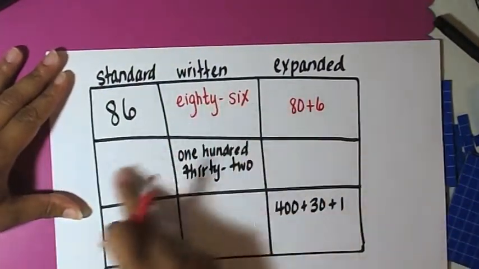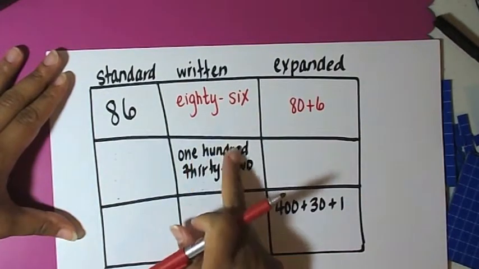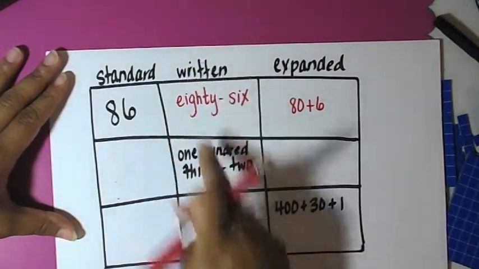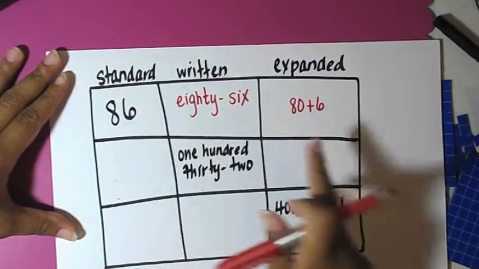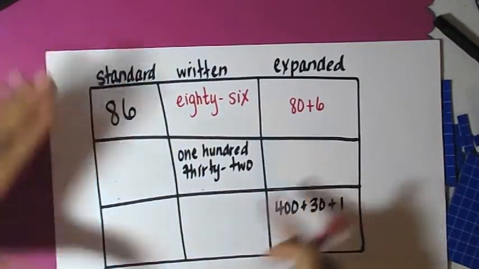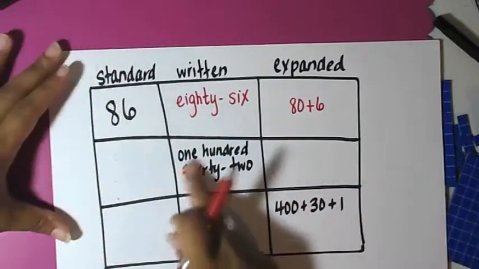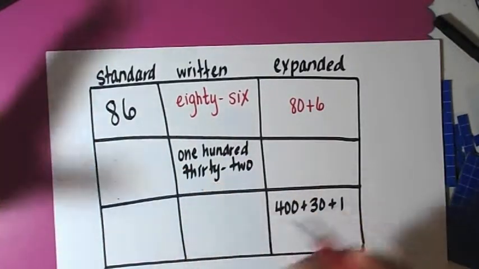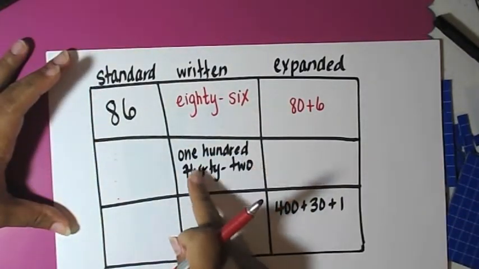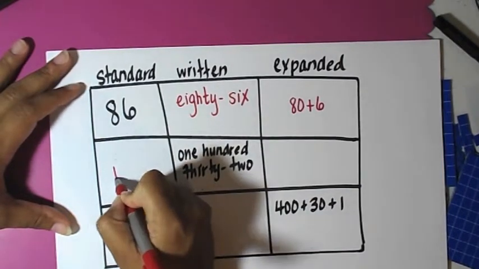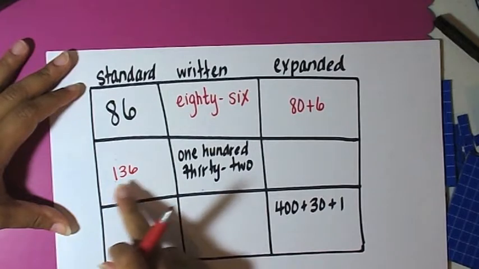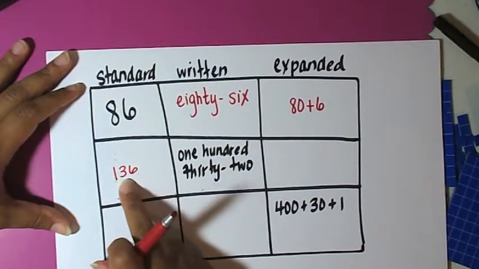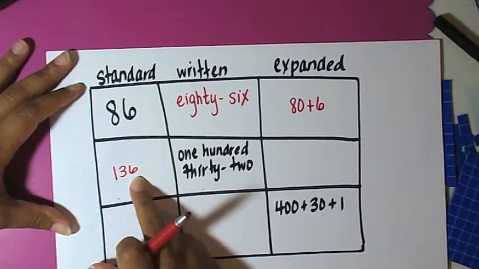Then you look in the next row. You have 136 in the written form. See, that's in the written form. So we need to put it in the standard form and the expanded form. And you're saying the numbers as you read it, and you write down what you say. 136. Okay? 1's in the hundreds column, 3 in the tens, and 6 in the ones.